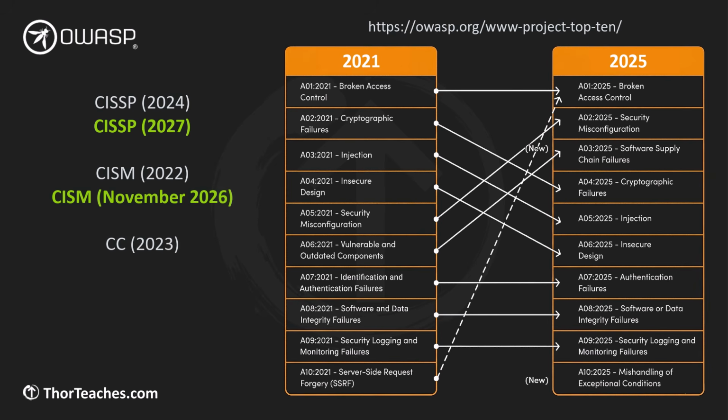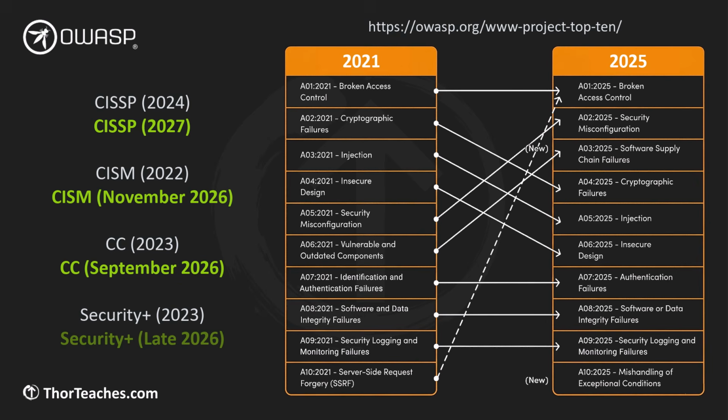Certified in Cybersecurity was in 2023. Next update is September 2026, so it is getting it soon. Security Plus was in 2023, and we expect it to update in late 2026, so also soon. If you are studying for other certifications, go look up when they last changed and their update cycle. But use the official pages, not random blogs or generative AI.